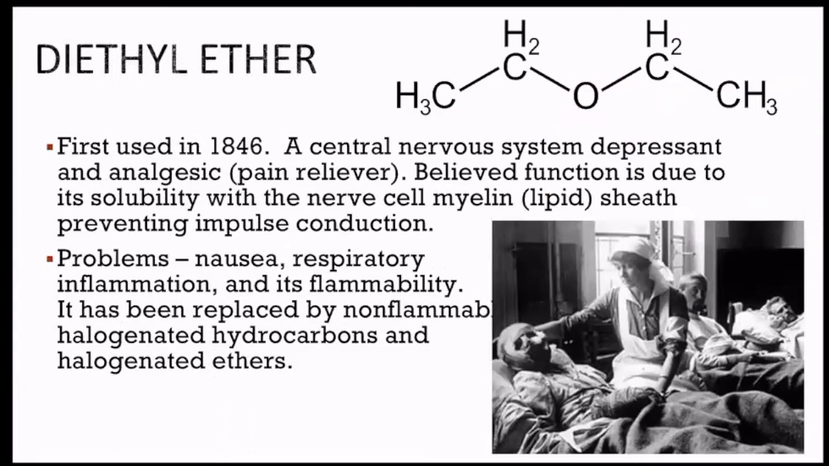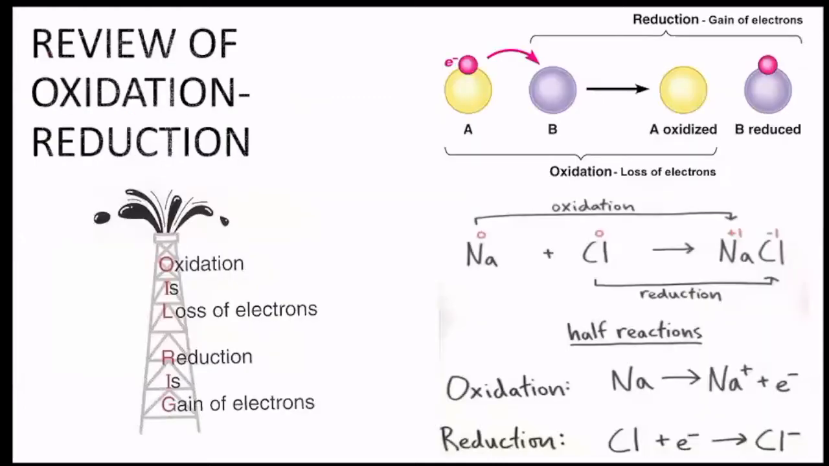Diethyl ether was the first pain reliever that they used. The problem is when they took it, it was a gas and they put it over people's faces. It did cause nausea, respiratory inflammation, and they used to overserve it and really hurt people. It's now since been replaced with other halogenated hydrocarbons. So if you're talking about anesthesiology, this would have been the first one. But from there, they got better at it.